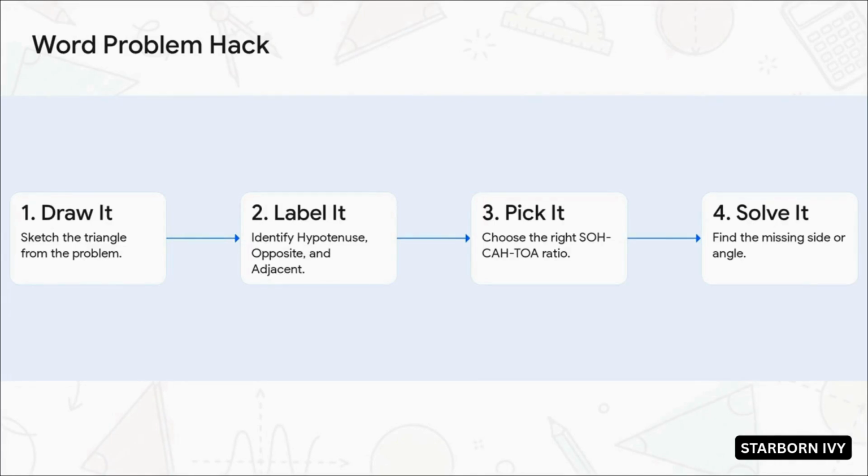And here is your foolproof plan of attack. Do this every single time. Don't try to solve it in your head. First, draw the picture. It doesn't have to be pretty. Second, label your sides: hypotenuse, opposite, adjacent, based on the angle you care about. Third, pick your tool from the toolbox: SOH, CAH, or TOA. And finally, solve for whatever's missing.